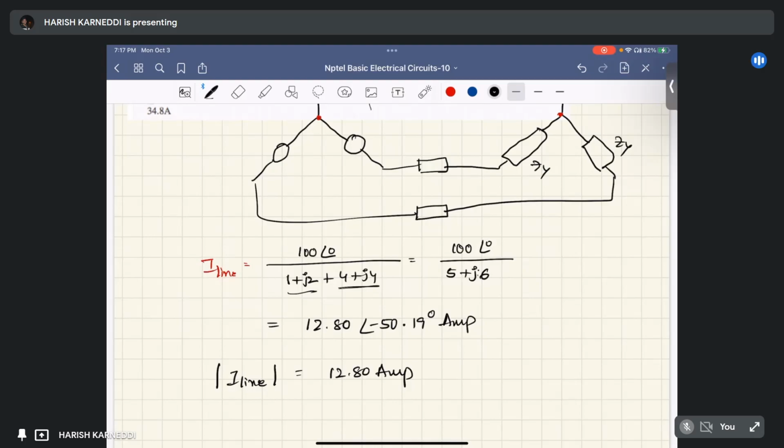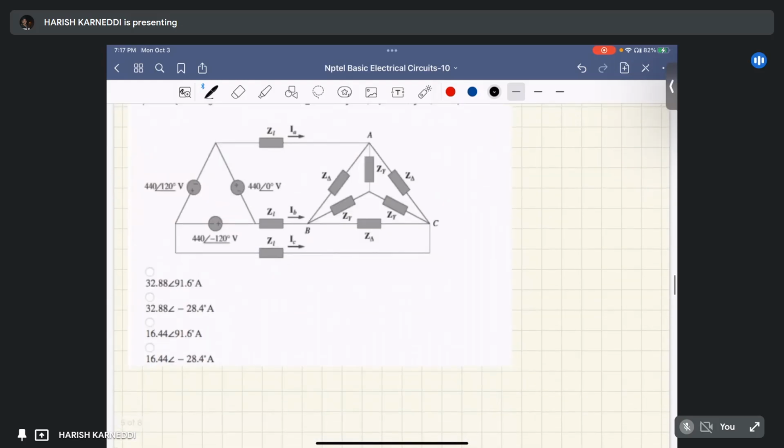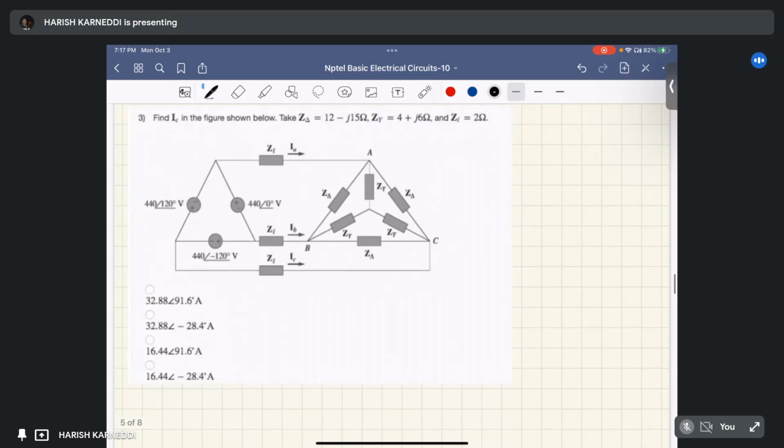So here only the magnitude is asked. So that is only 12.80 amperes. I hope this question is clear. We are moving to the next question.